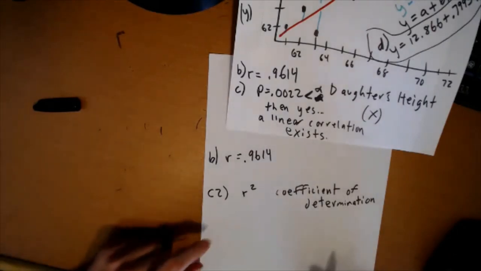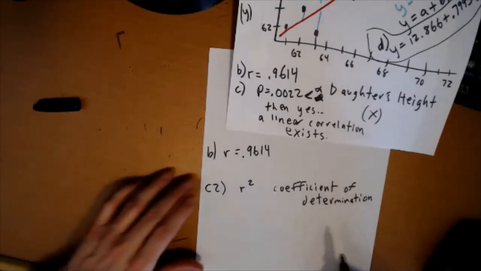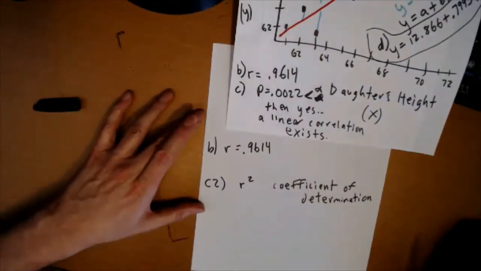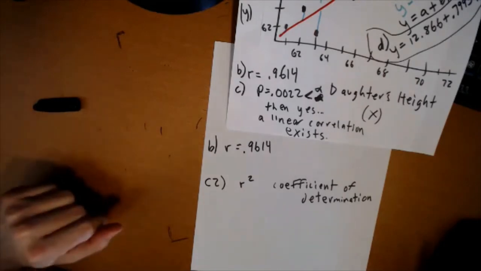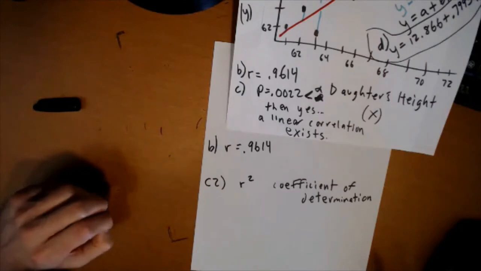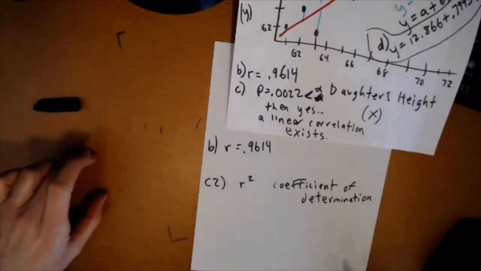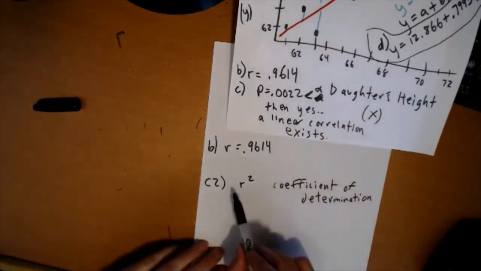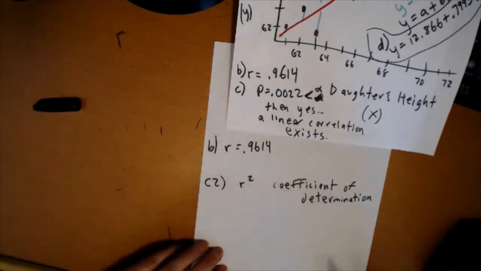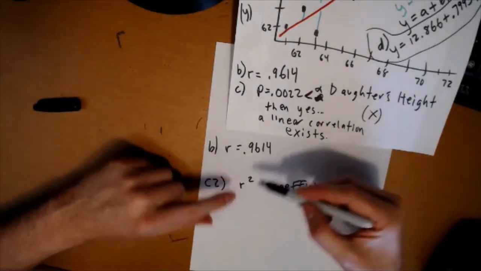Okay, C2 is asking about R squared. R squared has a name because everything has a name. It's our coefficient of determination. Now, when you go on and take more stats classes, if you're a psychology major or sociology major, you're going to be making different models. And how you compare this model to that model is by comparing the R squareds. So right now, this is just a simple little model. And if you get a correlation R, then you can get an R squared.